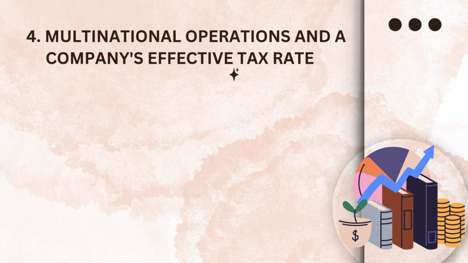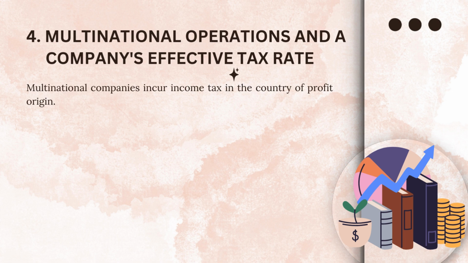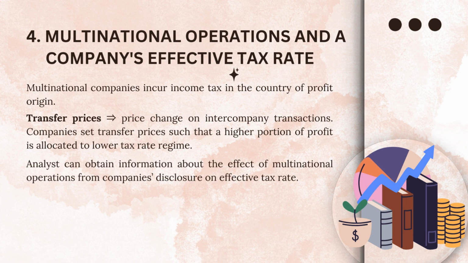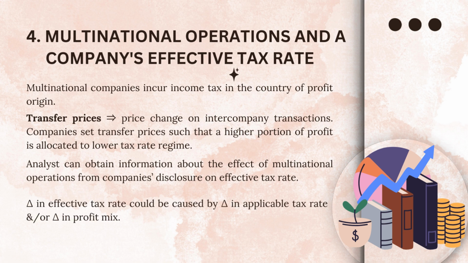4. Multinational operations and a company's effective tax rate. Multinational companies incur income tax in the country of profit origin. Transfer prices set the price on intercompany transactions. Companies set transfer prices such that a higher portion of profit is allocated to the lower tax rate regime. Analysts can obtain information about the effect of multinational operations from companies' disclosure on effective tax rate. A change in effective tax rate could be caused by a change in applicable tax rate and/or a change in profit mix.